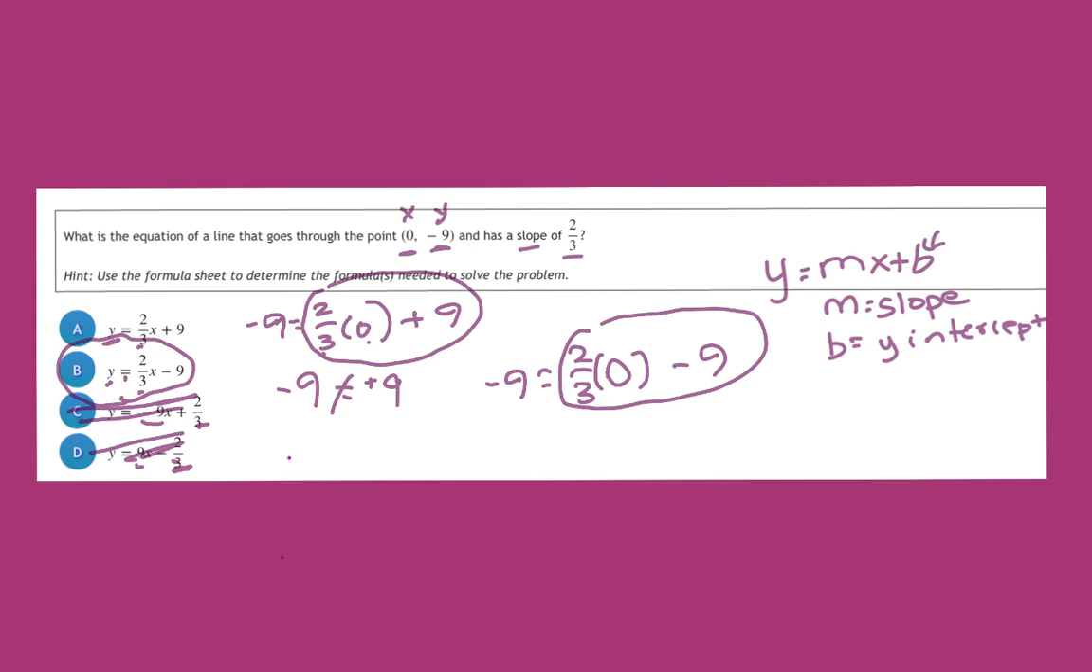Well, 2/3 times 0 is 0, because anything that you multiply by 0 is 0, because you have 2/3 zero times. So we end up with 0 minus 9, which would just be -9. And -9 does equal -9. And that's how we know that B is our correct answer choice.